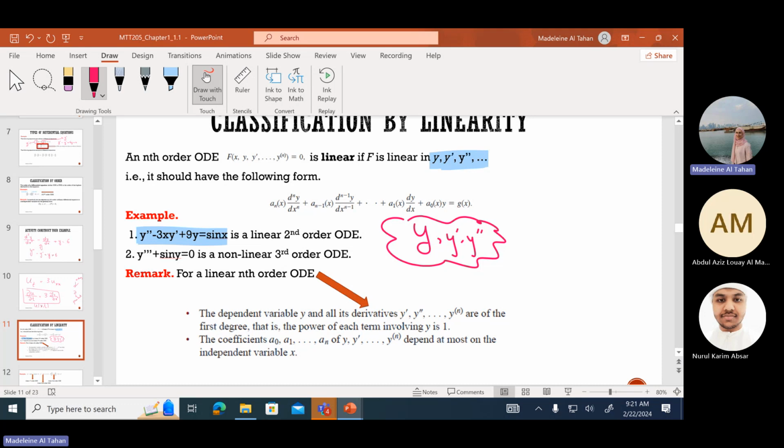The second one, y triple prime, do we have a problem in it? Here, what do we have? Do we have the right to have sine? Sine x, yes. Sine y, can I have it? So what can we say about it? Non-linear differential equation. As a summary, for a linear nth order differential equation, all the y's and their derivatives, their power should be what? 1. Do we have the right?